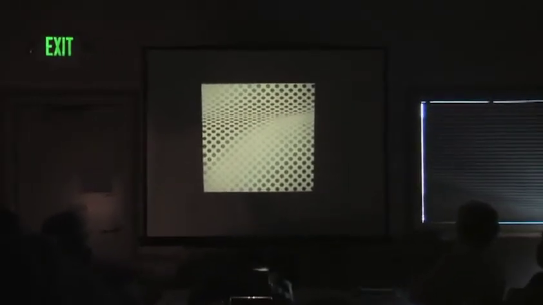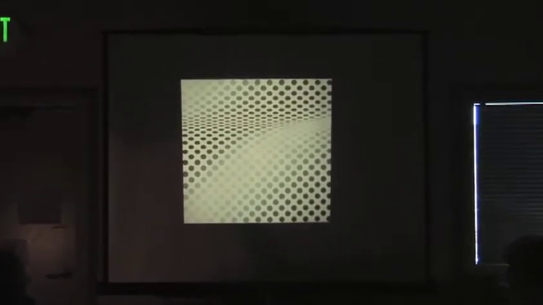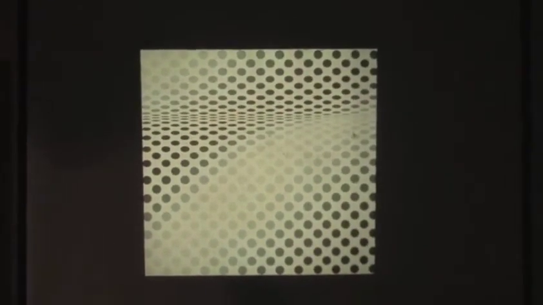This is Bridget Riley. This is her Hesitate, 1964. She's a Brit. So what do you see here? Dynamics. Yeah, dynamics. Good. Values. Value contrast. Good. Shape. Good. Space. Yeah, absolutely. It's coming at us. And it even moves.